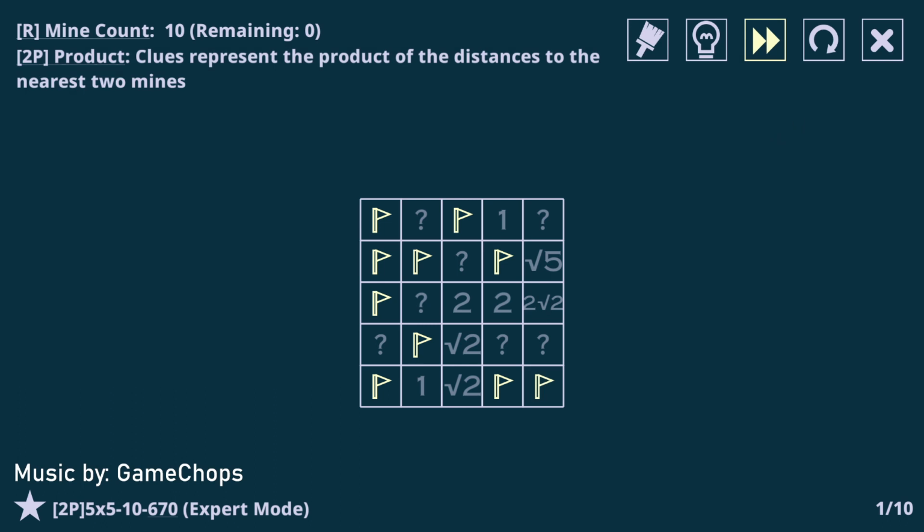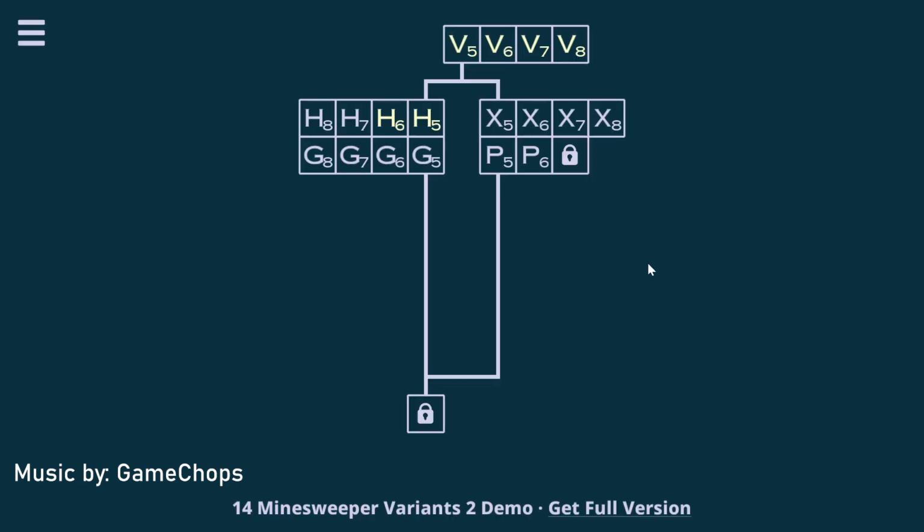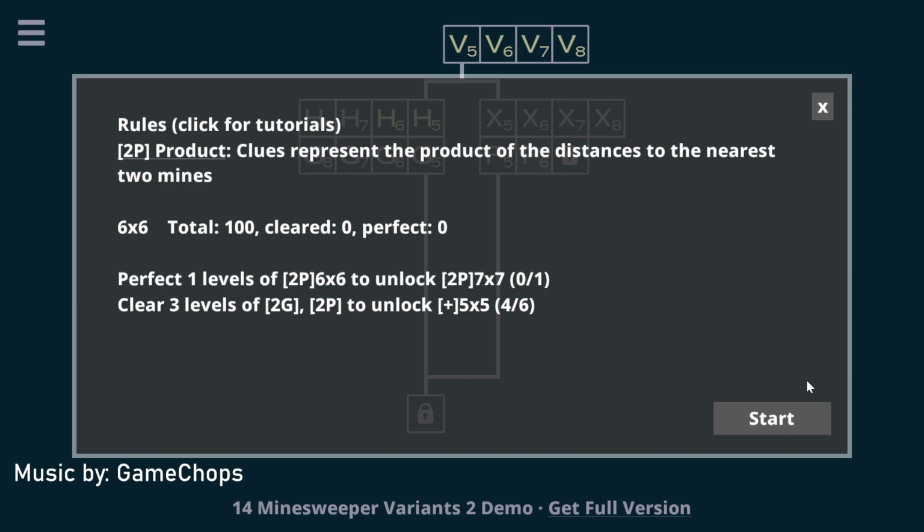Oh my goodness, that is actually so much math to do. 16 minutes for a 5x5? Are you kidding me? Okay. Well, let's look at the 6x6, I guess.